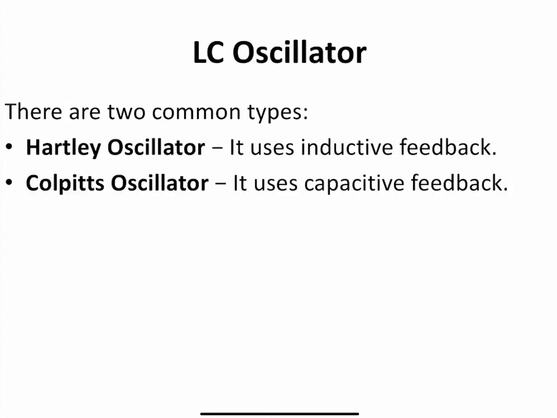Now the first one is the LC oscillator. The LC oscillator is again of two types, Hartley and Colpitts, which we will cover. There are many types of LC oscillator, but these two are the most common. Hartley uses inductive feedback, Colpitts uses capacitive feedback.